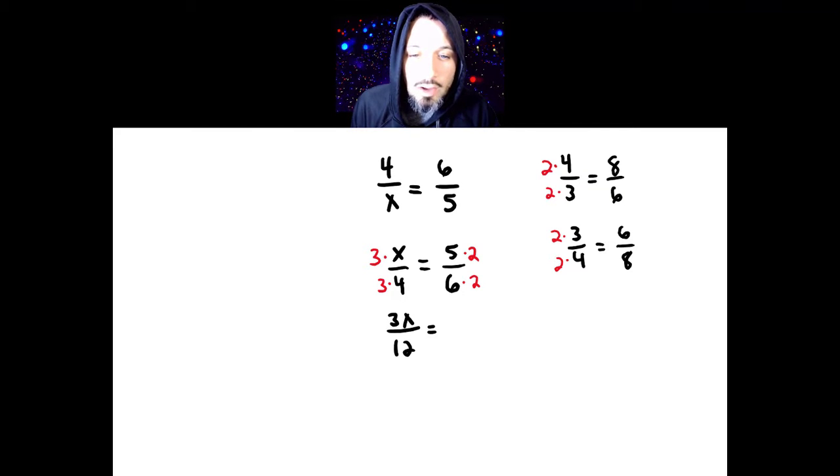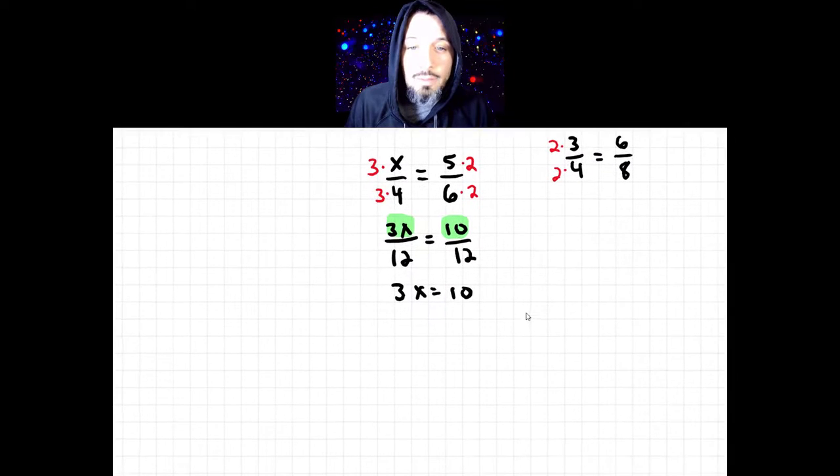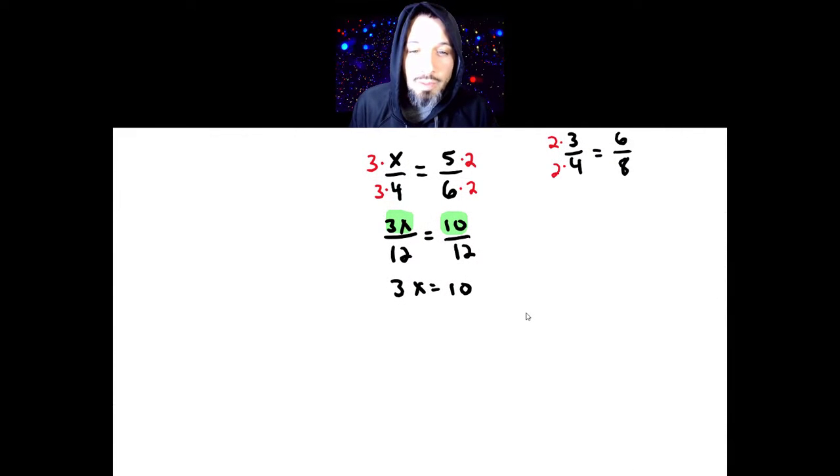3x over 12 is equal to 10 over 12. And now you can see that the denominators match up, which means that these two numbers have to be the same if those two fractions are going to be equal to each other. Which means I'm going to get 3x is equal to 10. And now if I want to solve this, I'm just going to use the division property of equality. Divide both sides by 3. And I would get x is equal to 10 over 3.